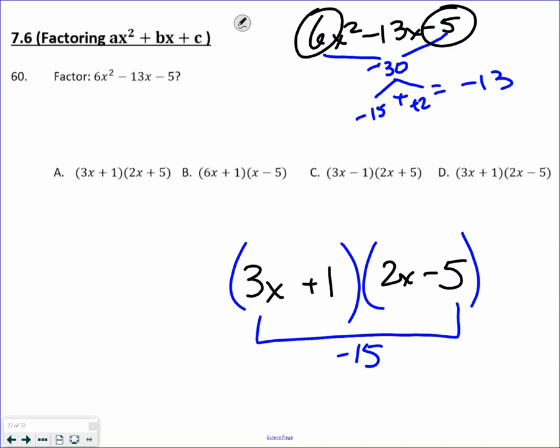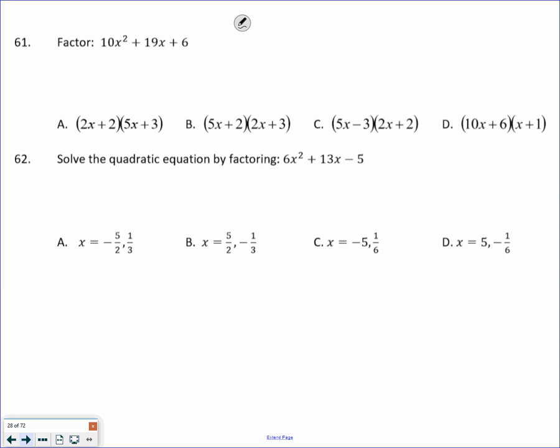So notice 1 times negative 5 is negative 5. So now, which one did I get? 3x plus 1, 2x minus 5. D is the correct answer. Let's keep practicing that now. I'm going to multiply these outside two numbers together. I'm going to get 60. I need factors of 60 that would add up to 19. Okay, a little bit more challenging there.